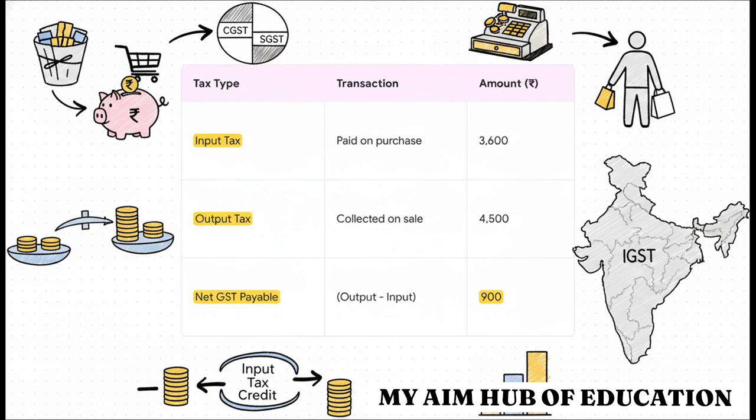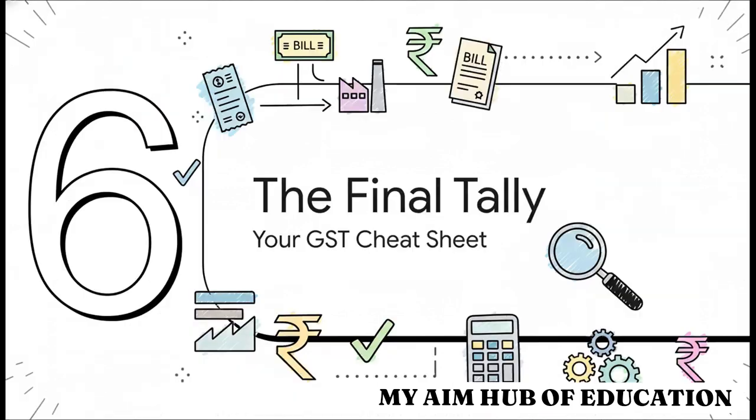Now here's the cool part. They don't just send that whole 4,500 to the government. No way. The system lets them get a credit for the tax they already paid. So they just subtract their input tax from their output tax. 4,500 minus 3,600, which is 900 rupees. That 900 rupees is the tax on the value they added, that 5,000 rupee profit. This is huge. It prevents a tax on a tax, and it's really the beating heart of the whole GST system. Whew, okay. We've gone from a simple receipt all the way through a supply chain.